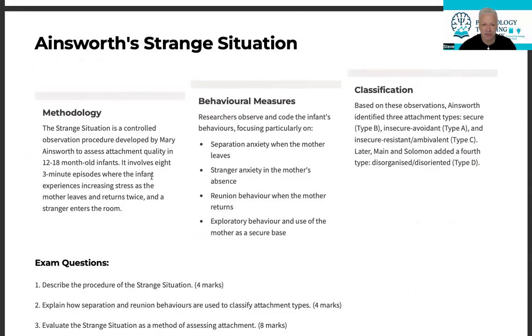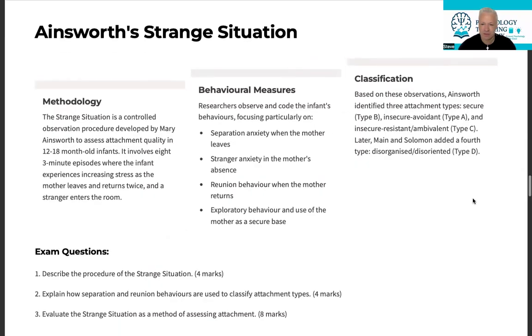So the Strange Situation is a controlled observation, and they were assessing the quality of attachments between 12 to 18-month-old children, and it basically involved 8 3-minute episodes. And like I say, the behaviors that they were looking at are the separation anxiety, stranger anxiety, reunion, and how they explore. And based on this, Mary Ainsworth argued there are 3 types of attachments: type A, type B, and type C. Type A is insecure avoidant, type B is secure, and type C is insecure resistant. So we'll look at what those mean now.